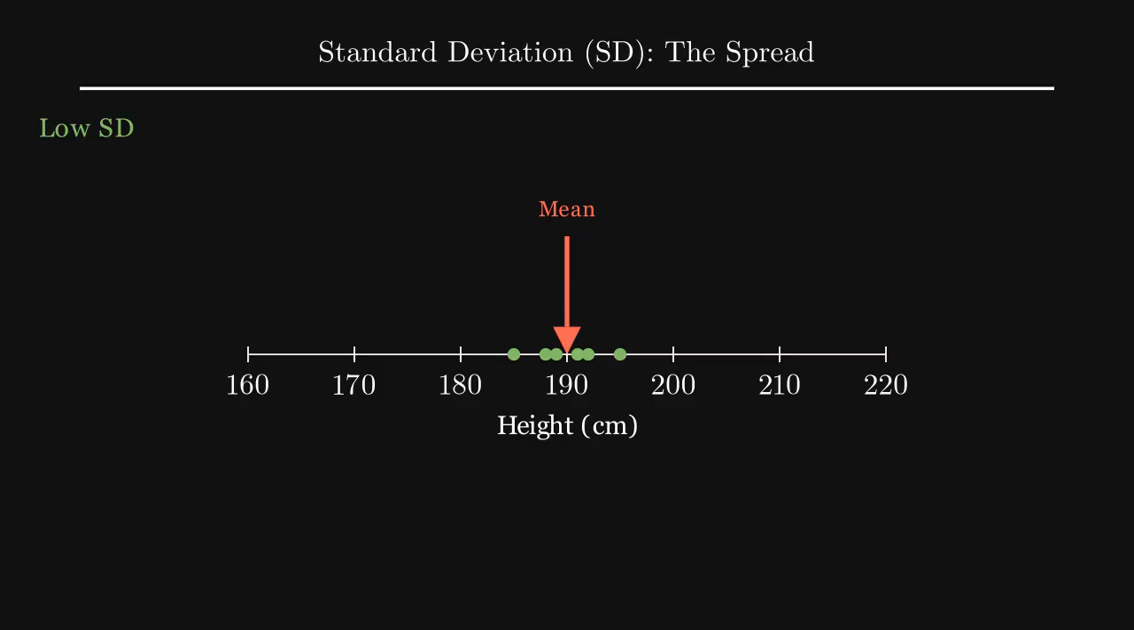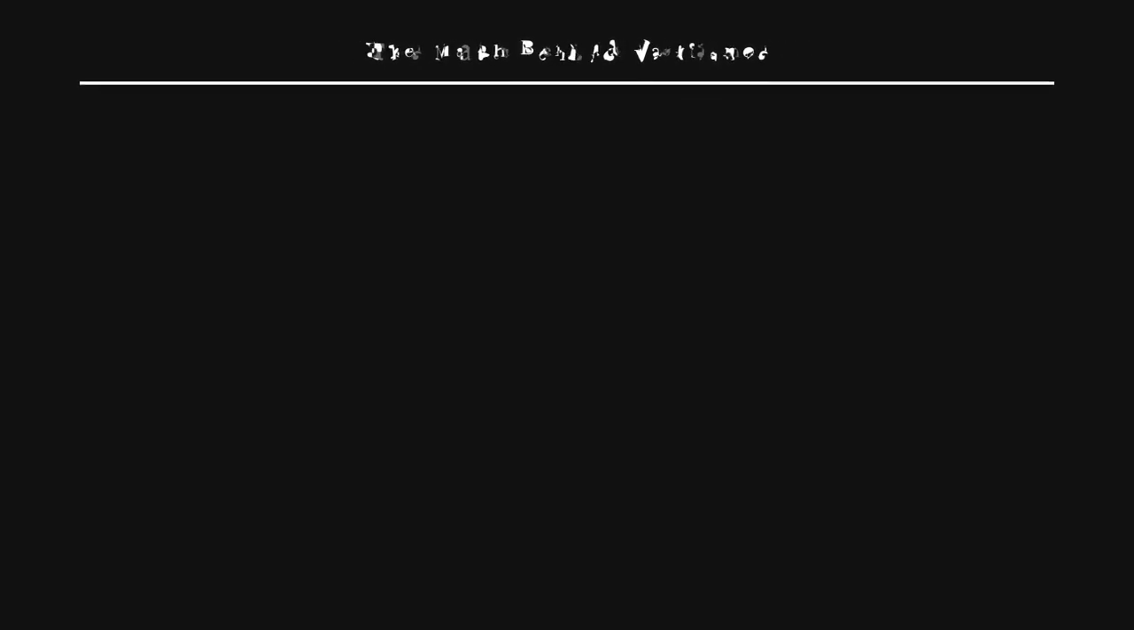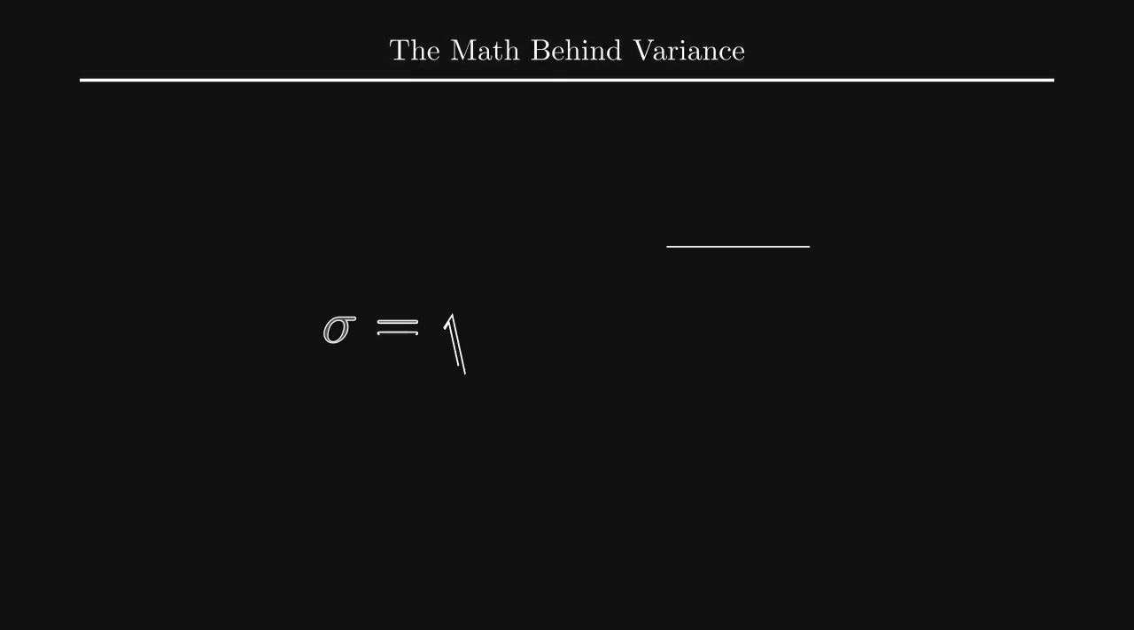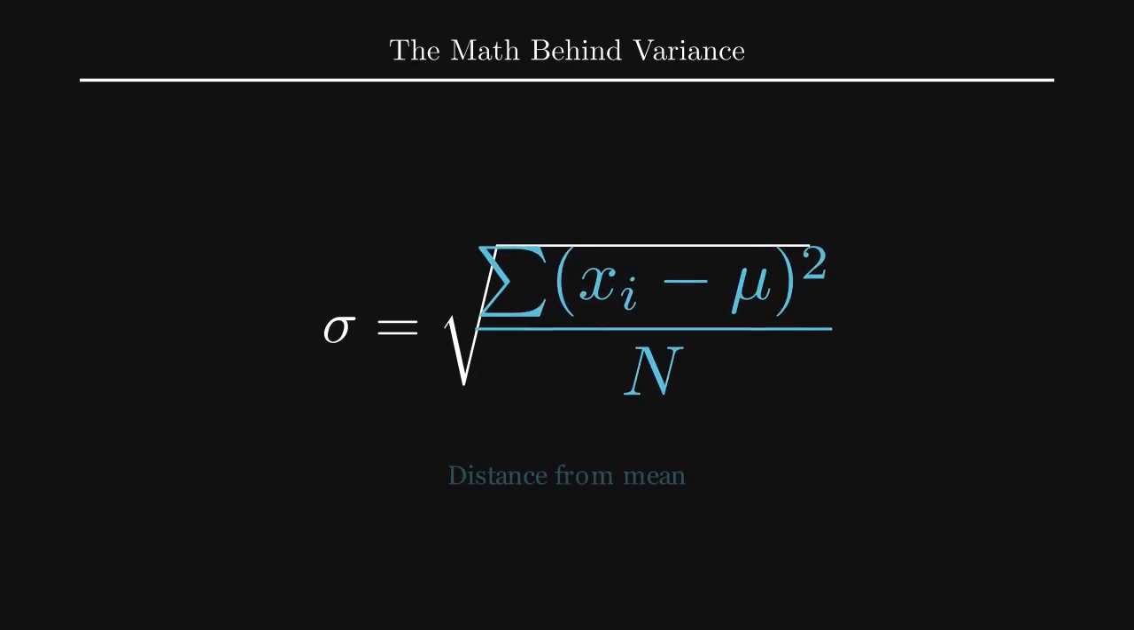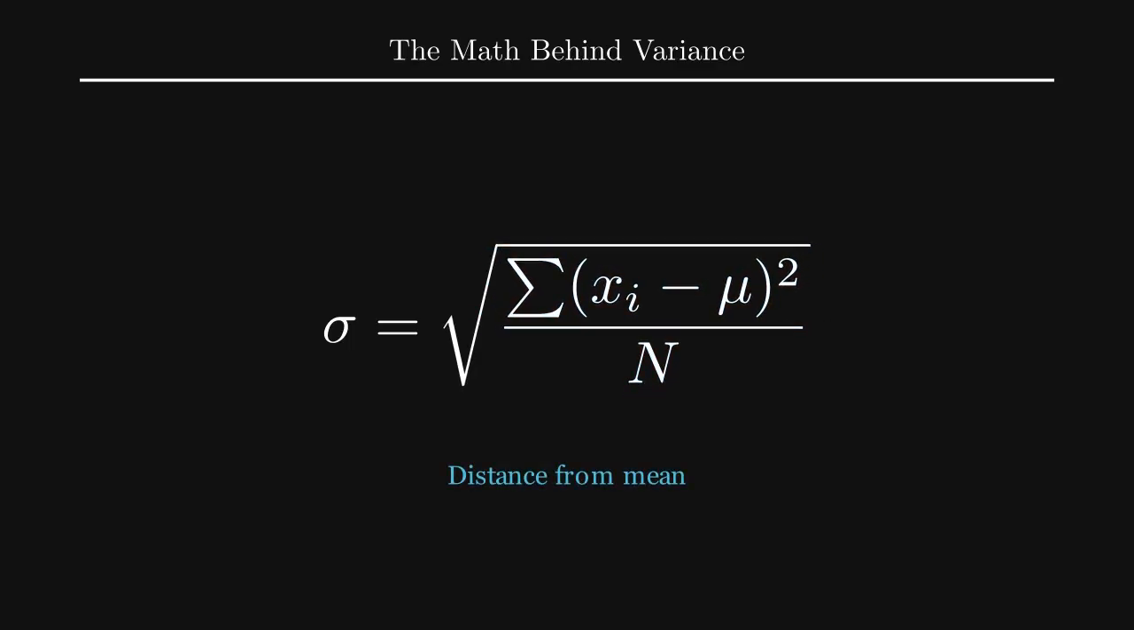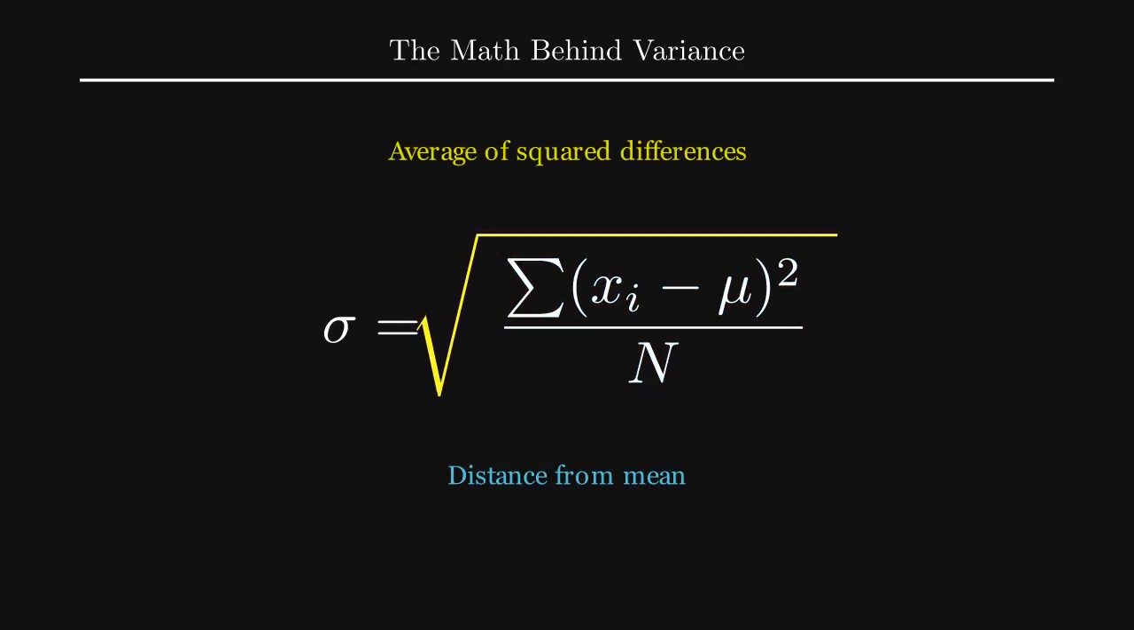Technically, the formula for the population standard deviation is the square root of the variance. We subtract the mean from each observation, square the result to eliminate negative signs, sum them up, divide by the number of observations, and finally take the square root to return to the original units. This value represents the typical distance of a data point from the center.